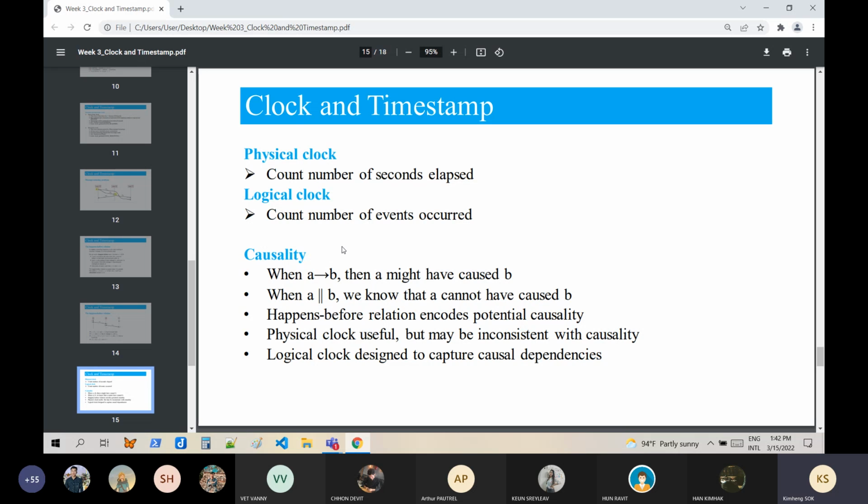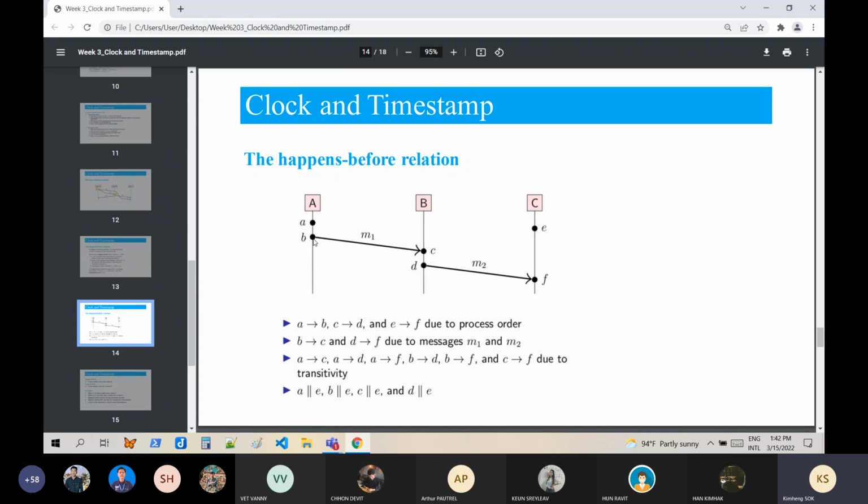So the other term is called causality. So what is causality? If A happened before B, we might say that A might cause B. So A causes B to happen. If without A, there is no B. For example, in this case, if B is not sending a message to C, there is no event C. So if B happens before C and B sends some message to C, we say that B causes C to happen. Okay, so that is called causality.